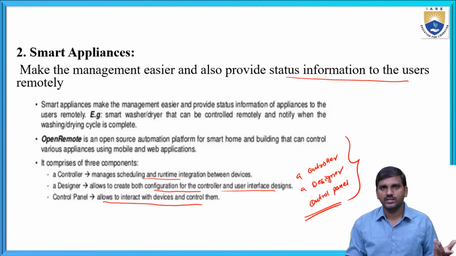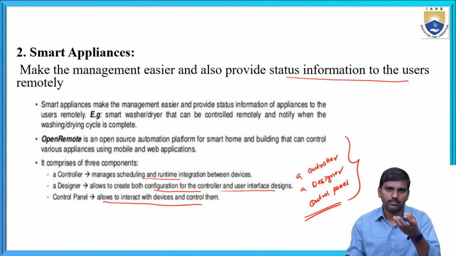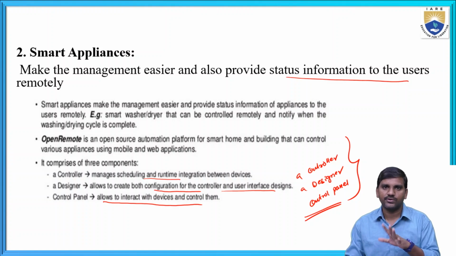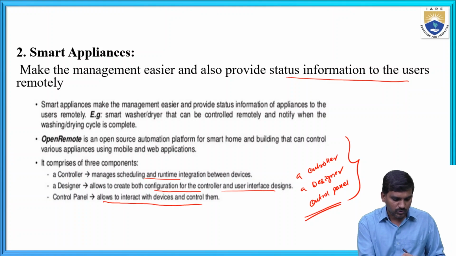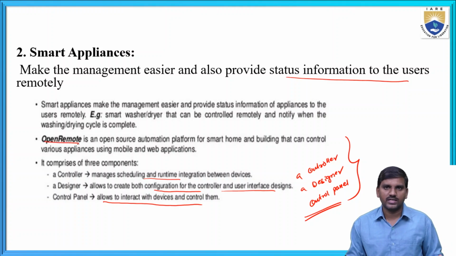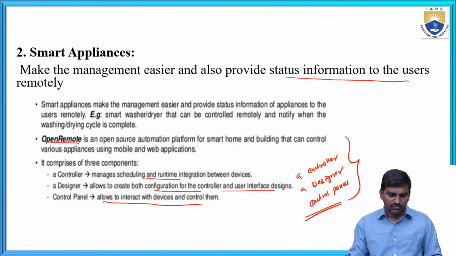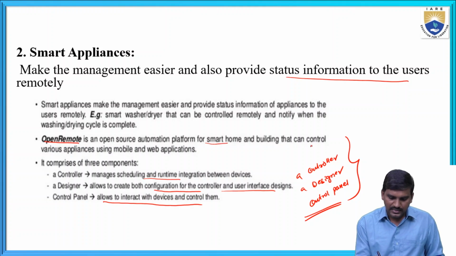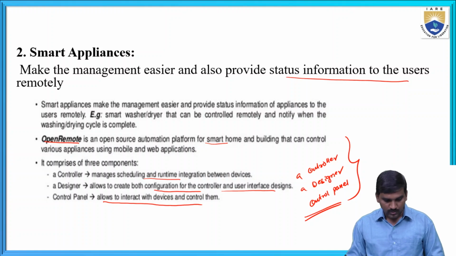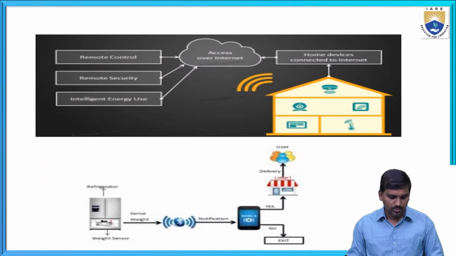It is used to make management easier and provide status information to users remotely. Just by using remote access, you can operate whatever devices are available in our home. That is the main application of smart appliances. OpenRemote is an open source automation platform for smart homes and buildings that can control various appliances using mobile and web applications. This is about smart appliances.